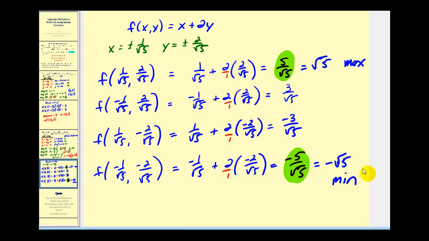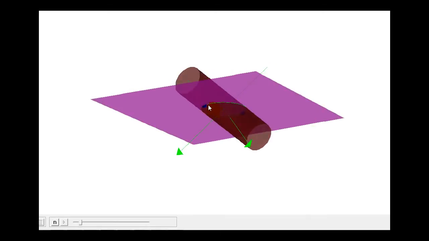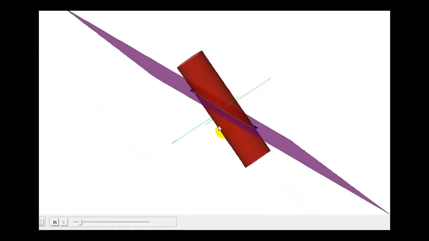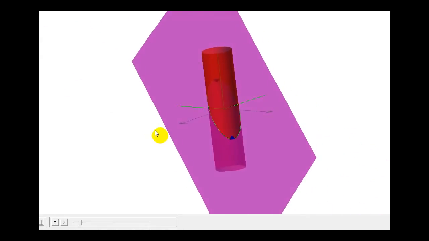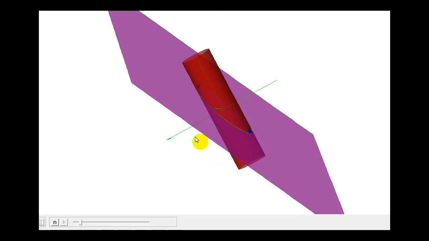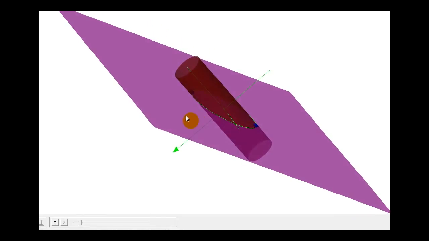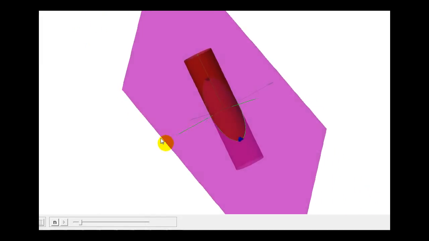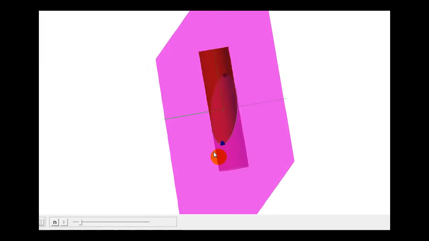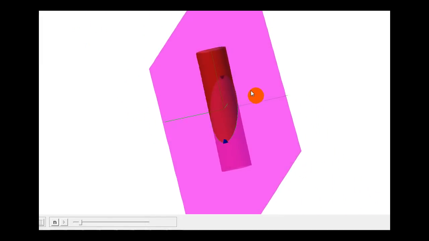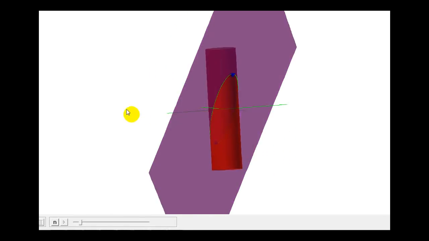Let's go and take a look at this graphically as well. So the function is the purple plane and the constraint is the red cylinder. So we're considering the function values along this intersection, which is in green. And we can see here in blue that would be the minimum function value based upon this constraint. That's negative square root 5. And on the other side here, this high point here would be the maximum function value of positive square root 5.